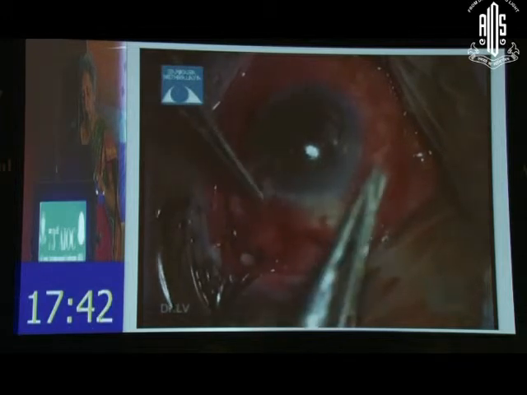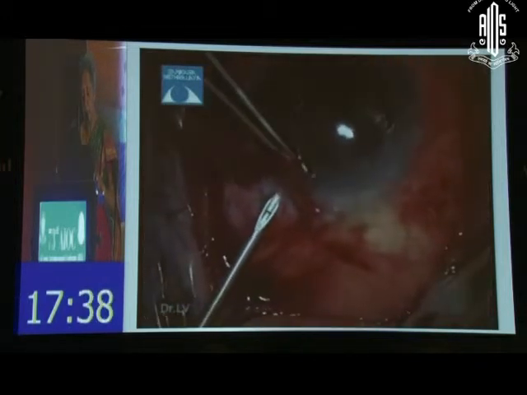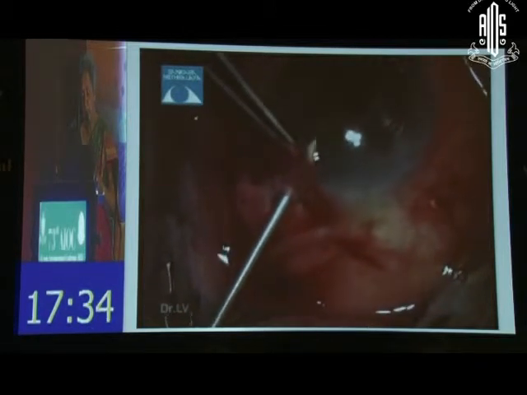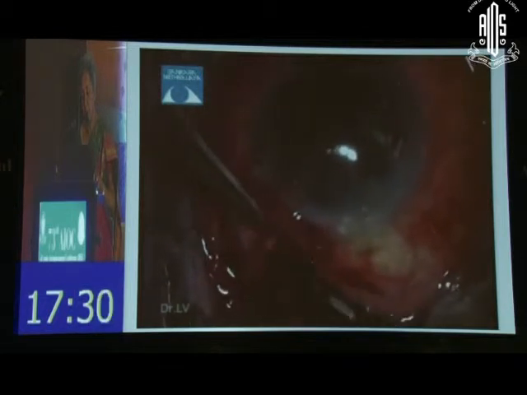Once it is done, trimming of the tube, and using a 23 or 24 gauge needle, entry into the anterior chamber, and the tube is placed into the anterior chamber.